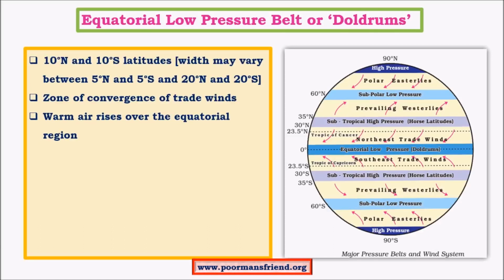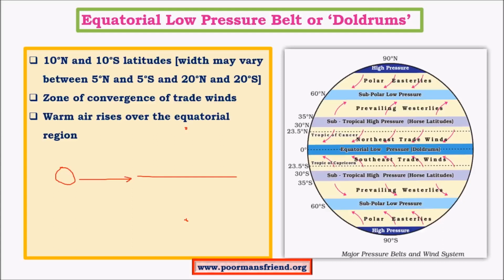So what happens along the equatorial low pressure belt? We have seen that this is the equator, and let us consider that these are the poles and this is the sun. The sun's intensity is quite great at the equator, hence the amount of heat received at the equator is highest.